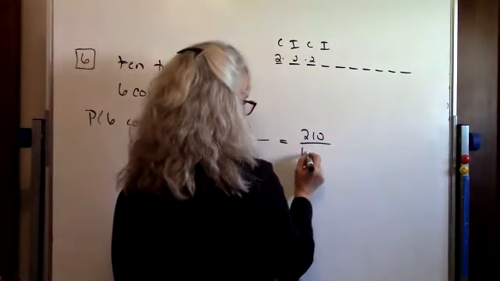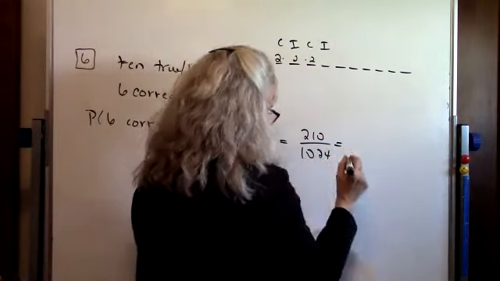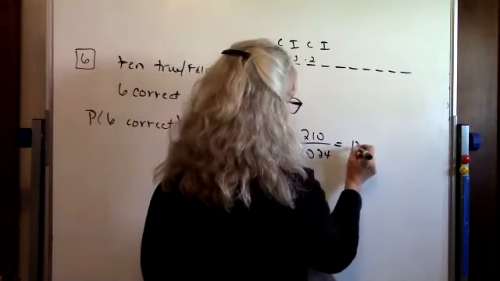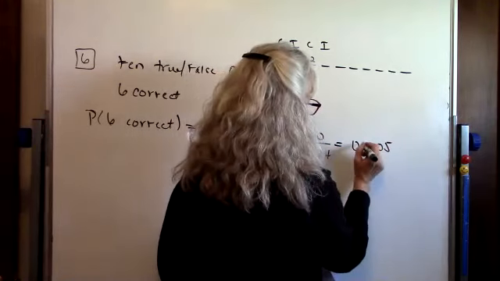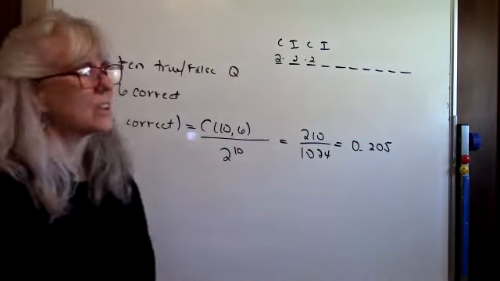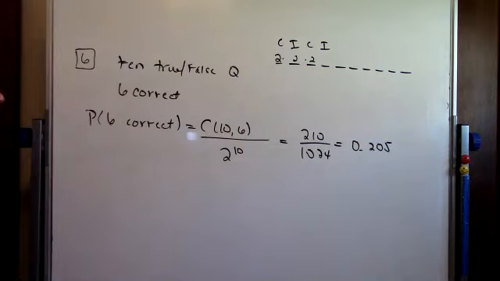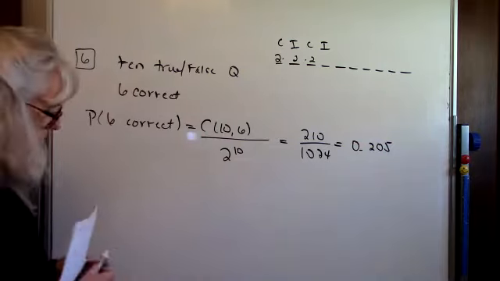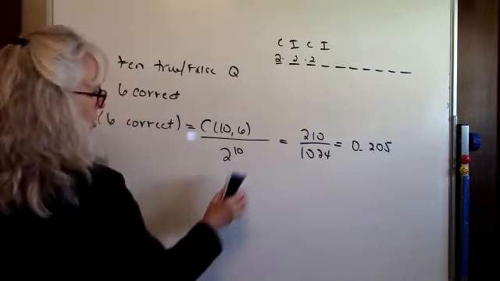2 to the 10th power is 1,024. So 210 over 1,024 gives me 0.205. So if you just randomly guess, you'll get a 20% chance, 21% chance of getting all the answers correct. So not very good. Don't go guessing. I guess there's a moral to that story.